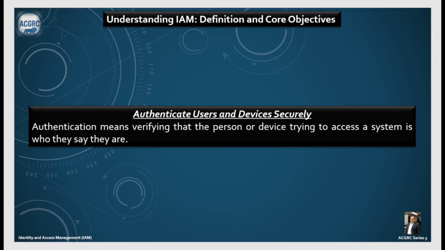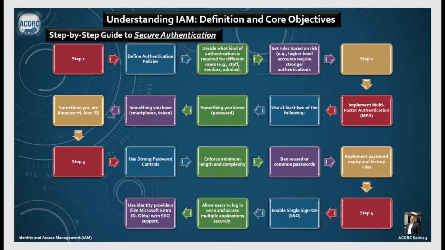Authentication means verifying that the person or device trying to access a system is who they say they are. If you look at step by step how this works, it starts with defining the authentication policy. That's your organization's policy. In that, you decide what kind of authentication is required for different users, namely the staff, the vendor, and admin, and maybe each department. But that is what you as an organization need to define in your authentication policy. Next is setting rules based on risk, that is, higher level accounts requiring stronger authentication and so on. Even that you have to define.